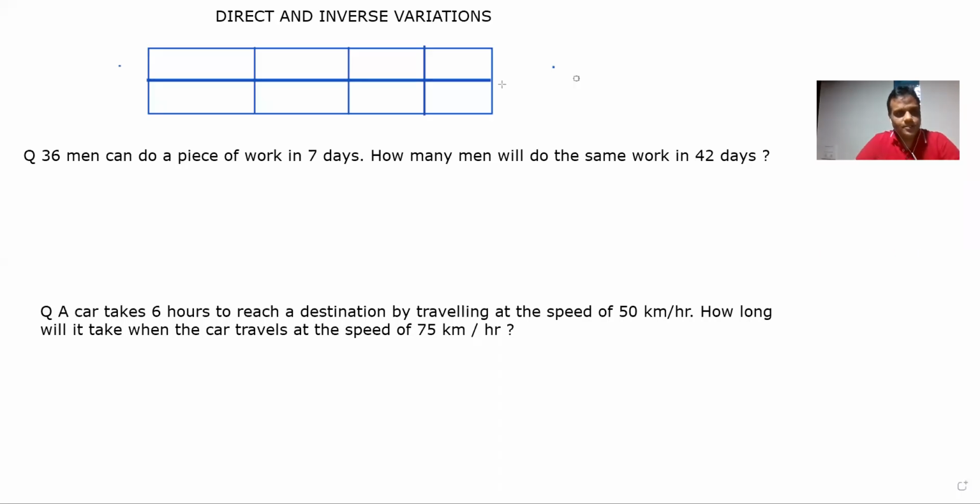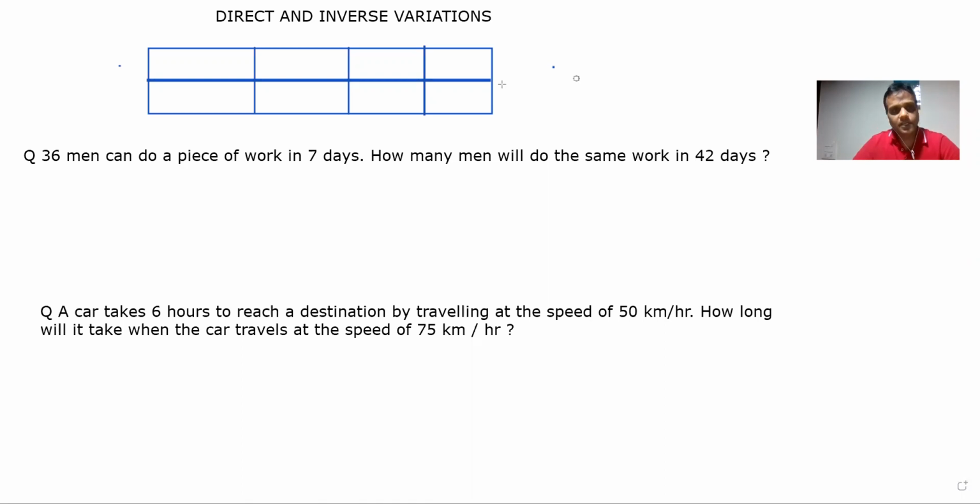Hi students, so let's continue with the chapter direct and inverse variation. And in the last video, we had spoken about the direct relationship where if one quantity is increasing, the other is also increasing. And if one quantity is decreasing, the other quantity is also decreasing. And we had done some sums, so you can go back and refer.